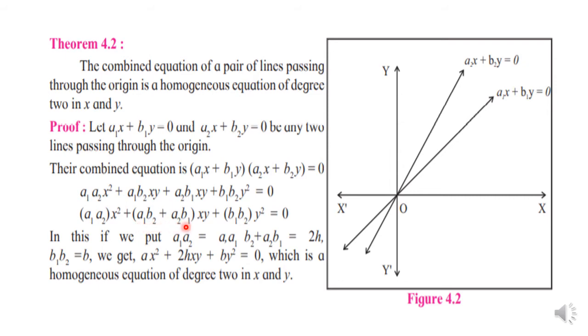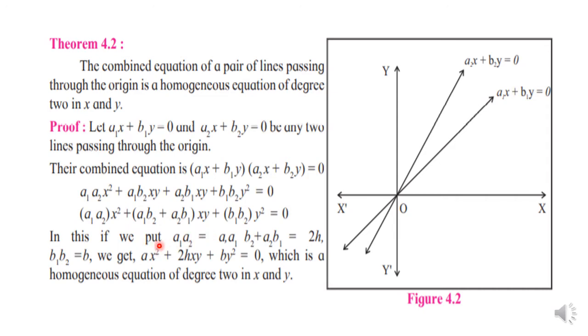Now in the next step, what do we do? We take a1 b2 plus a2 b1 because they have xy in common. So you put xy outside the bracket, so these two terms come within the bracket. And the rest of the equation we write as it is.